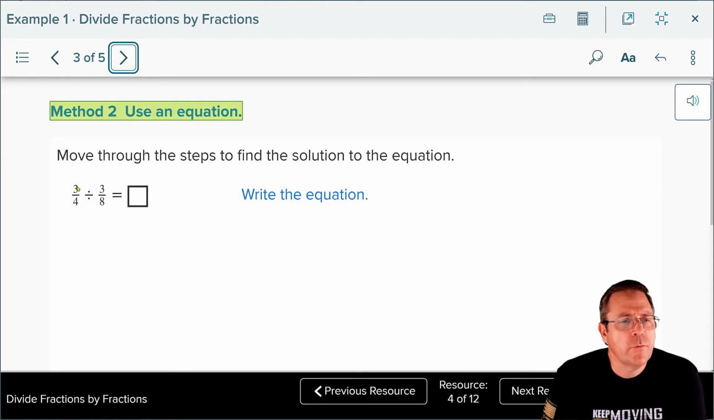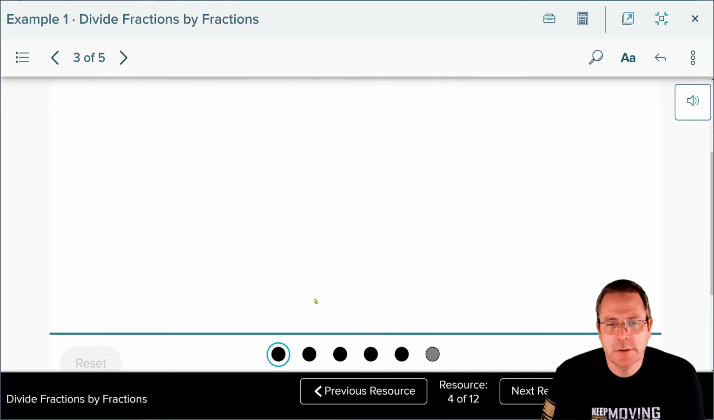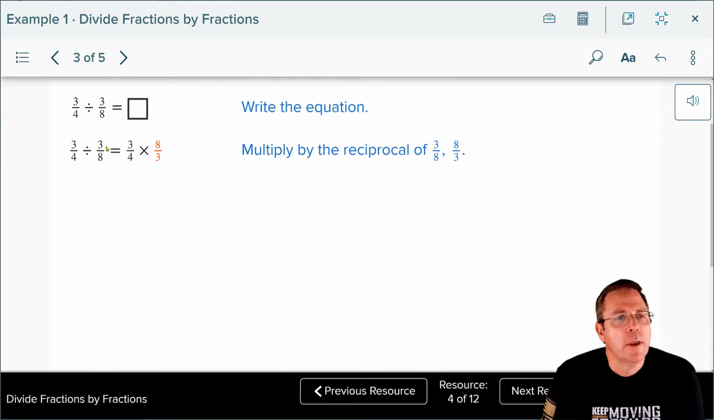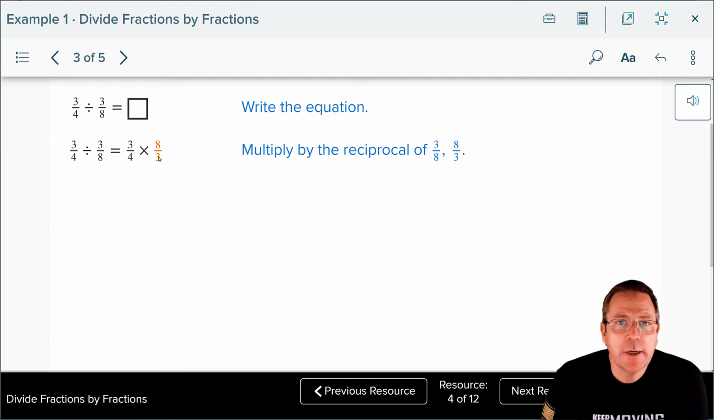We're going to start off with a fraction, 3/4 divided by 3/8. We're going to keep the first number just as it is, so it's going to become 3/4. We're going to change division to multiplication, and we're going to take the reciprocal of the second number, making it 8/3. Next, we're going to simplify.